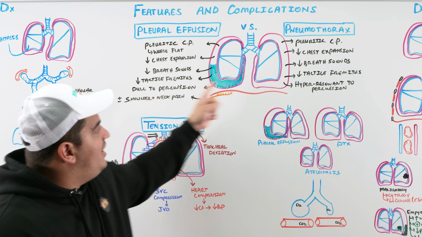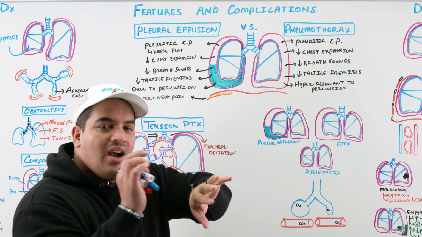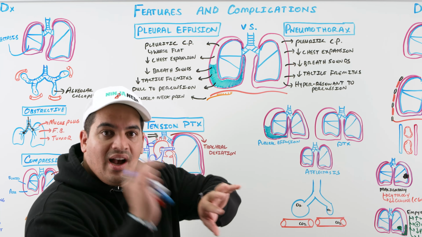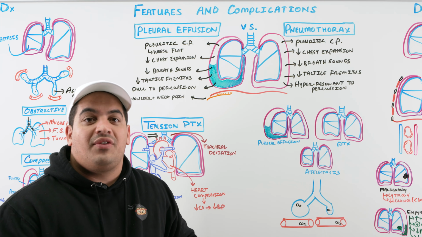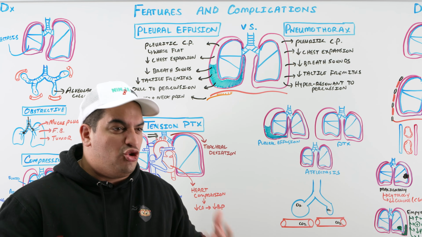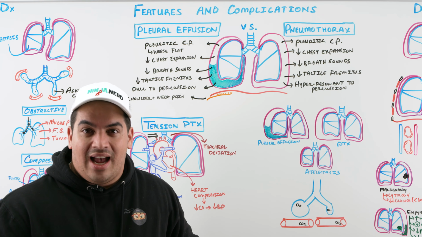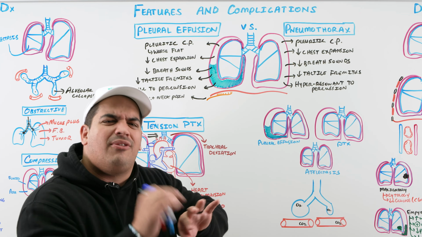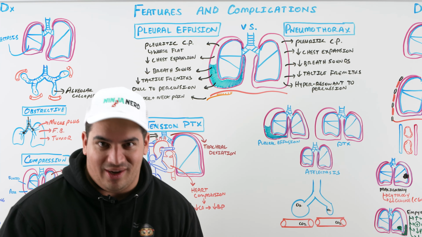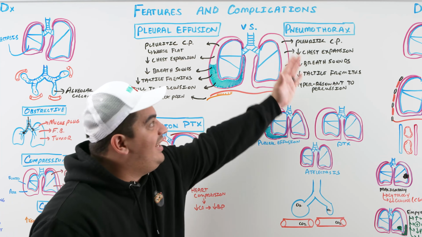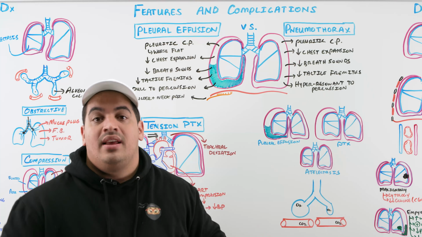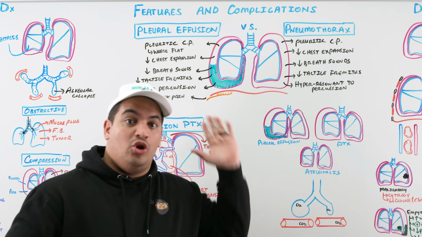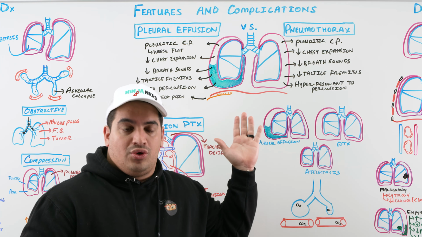One of the other differences though is whenever you percuss. If you percuss over the chest wall, whenever there's lots of air, it produces more of a drum-like or tympanic sound, a very hyperresonant sound to percussion, whereas if there's a lot of fluid, it's more dull to percussion. So these are some of the key ways of differentiating the signs and symptoms of patients with a pneumothorax versus a pleural effusion.